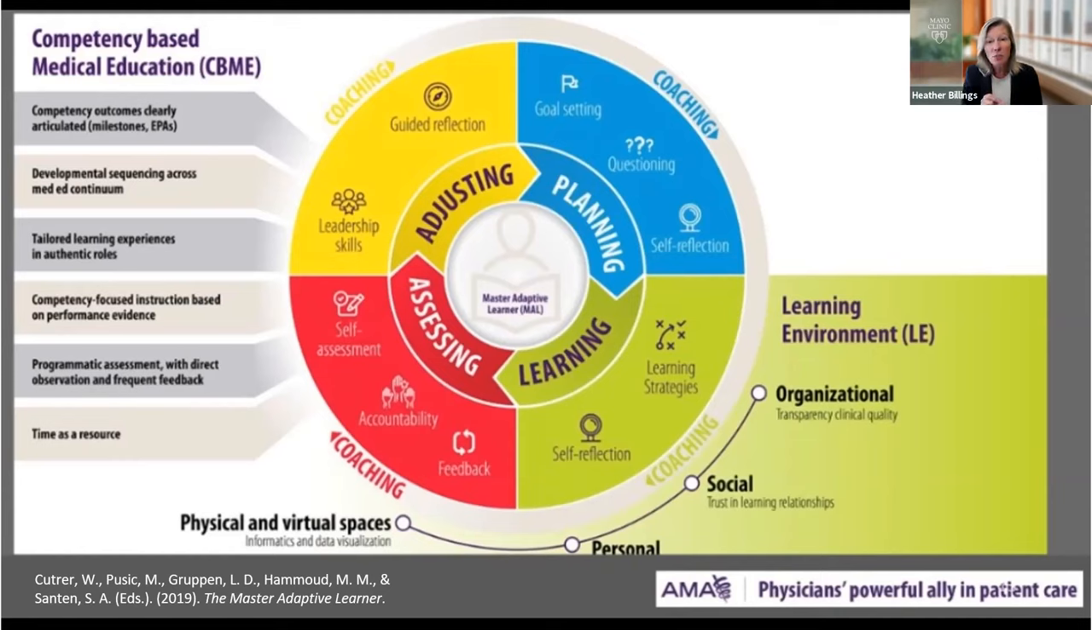Dr. Cottrer and colleagues propose an integrated process that the master adaptive learner would move in and out of to learn and practice. And throughout this entire cycle, self-regulation and reflection are necessary in order for the learner to take responsibility for their own learning and understand whether the learning is effective. And of course, in this model, learners can include med students, trainees, as well as the supervisors themselves.